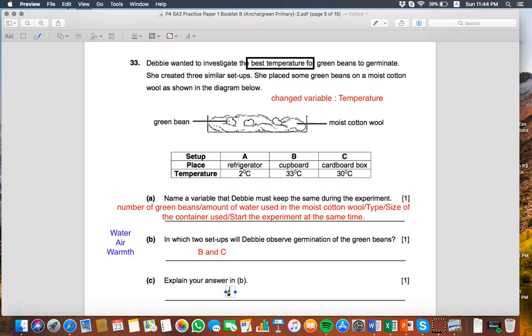Okay, explain your answer in B. I think I've already answered the question. Okay, setup B and C are kept in warm temperatures, or you can say warm locations.